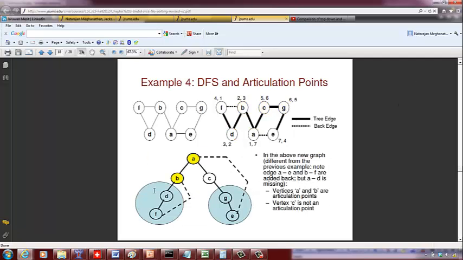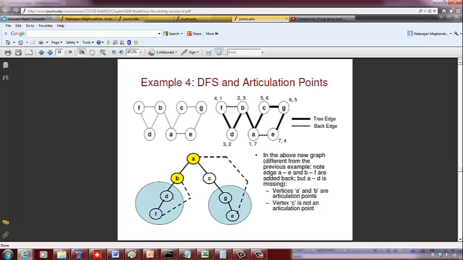Now let's look at this. Okay, so you do a depth first search and get a depth first search tree that comes out to be like this. So A is an articulation point because you have two child nodes connected to A. E and F are not articulation points.